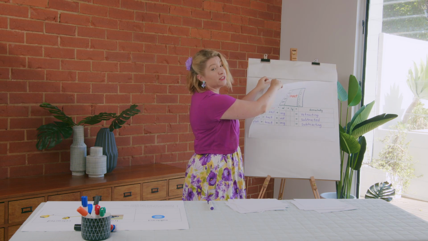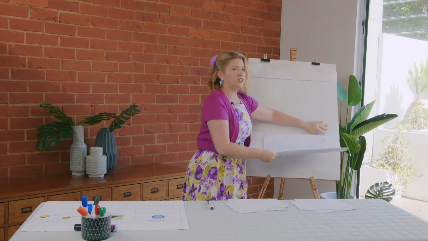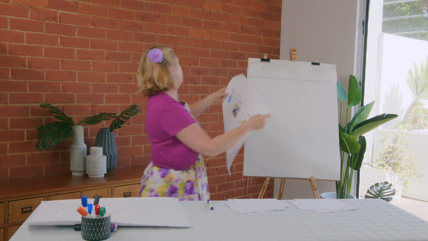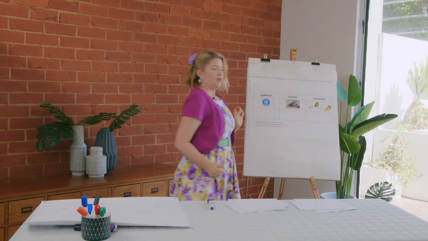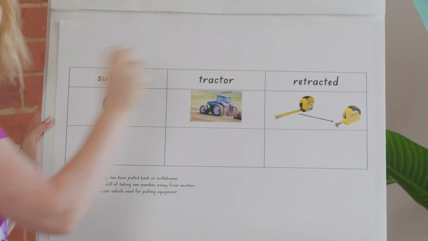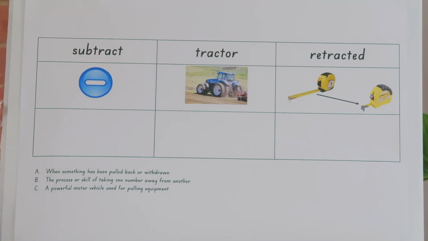All right, you will still need your something to write on and something to write with, because it's quick quiz time. All right, our quick quiz today is definitions for these words with tract in them. So have a look, we've got 3 words. Write those down on your page. Subtract, tractor, and retracted. Write those down, and then we're going to match them to the definitions.